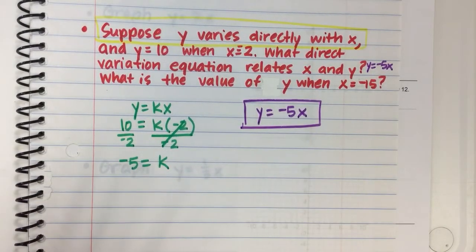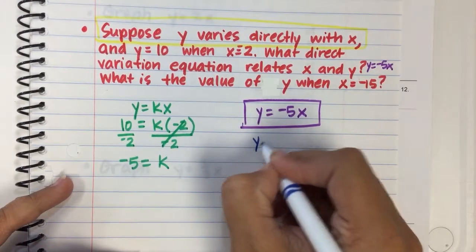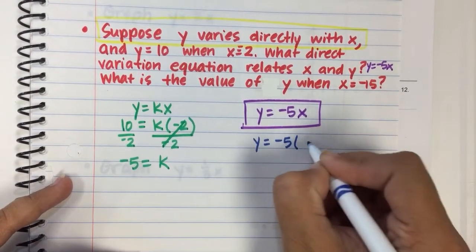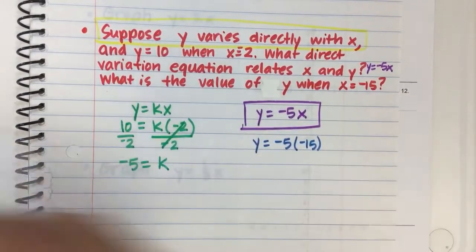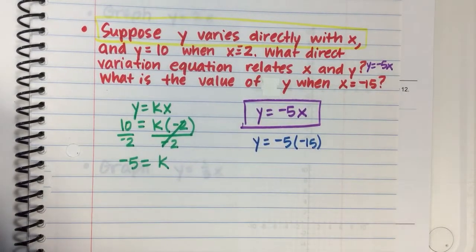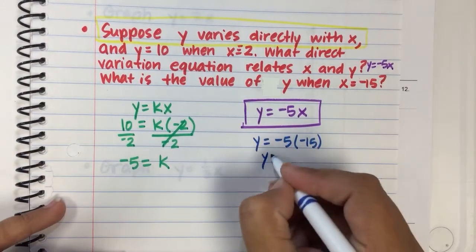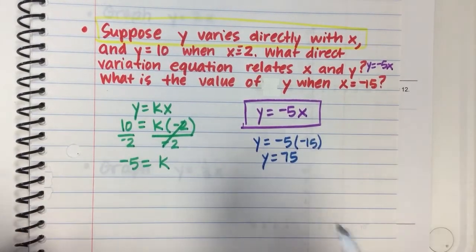All right, then it asks me what is the value of y when x is negative 15. So y is equal to negative 5 times negative 15. Two negatives are going to give me a positive. So 5 times 15 is 75.